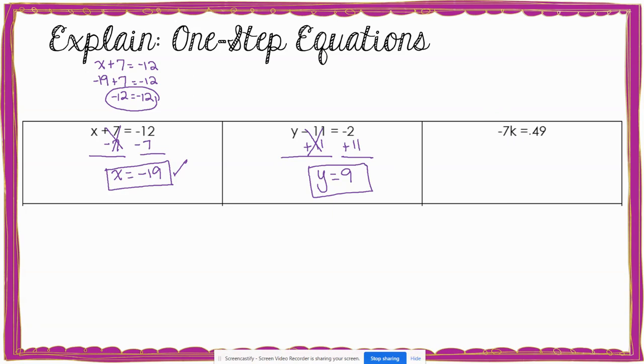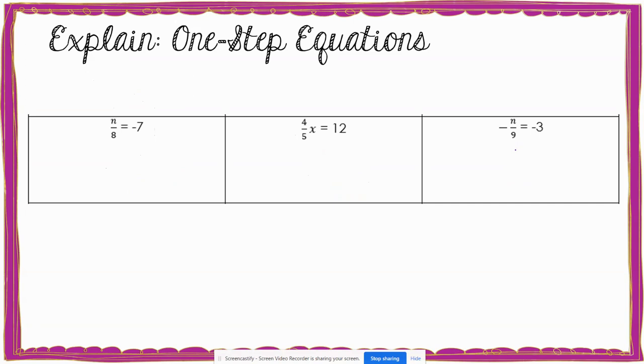Next, I have negative 7k equals 49. Well, negative 7k means negative 7 times k. To get rid of the negative 7, I would need to do the inverse, which is dividing by negative 7 on both sides. Negative 7 divided by negative 7 is 1. And if I have 1k, that is the same as just k. So those will cancel to leave me with k. Positive 49 divided by negative 7 is negative 7. So my solution is k equals negative 7.